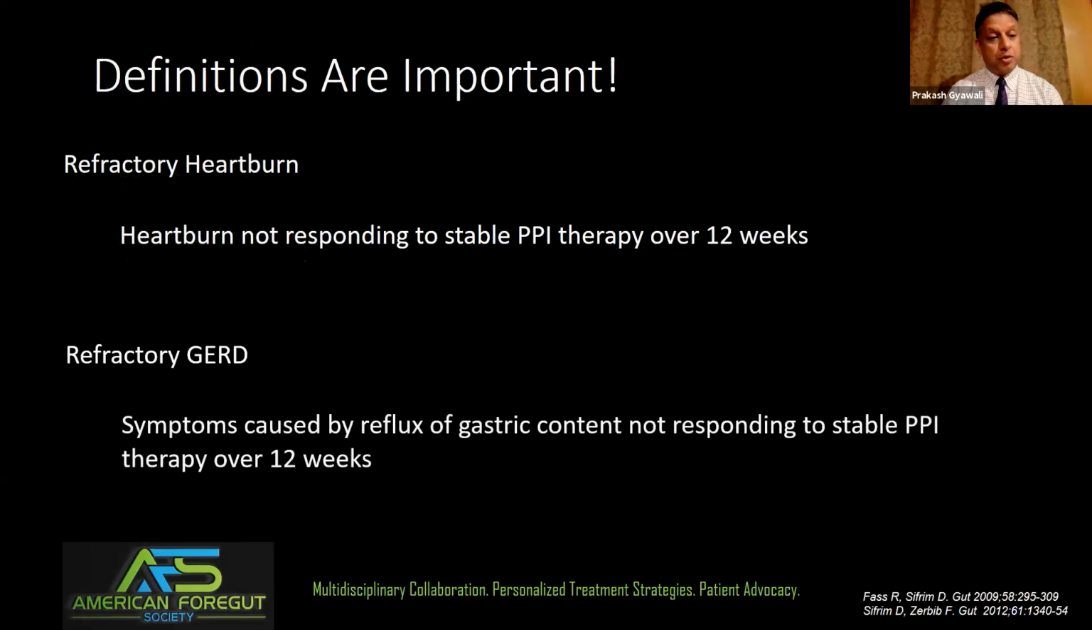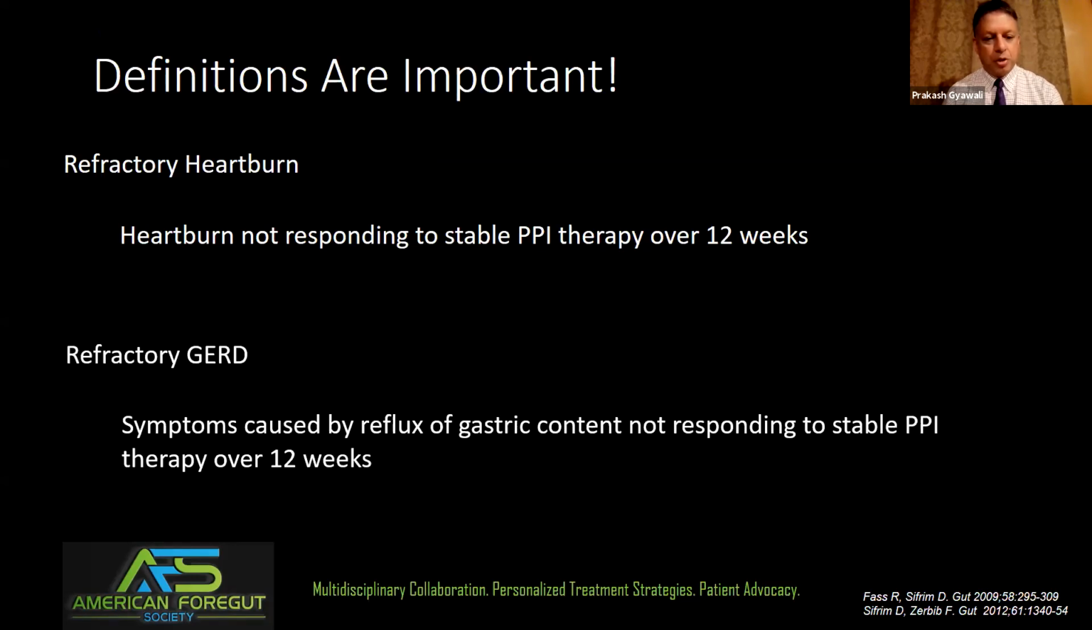Now, definitions are also important, and it's important to distinguish between refractory GERD and refractory heartburn, or refractory chest pain, or refractory whatever your symptom is that you're evaluating the patient. So when you say refractory heartburn or refractory symptom, it means that the symptom is not responding to your empiric PPI trial. And the typical duration before you give up on it is about 12 weeks.